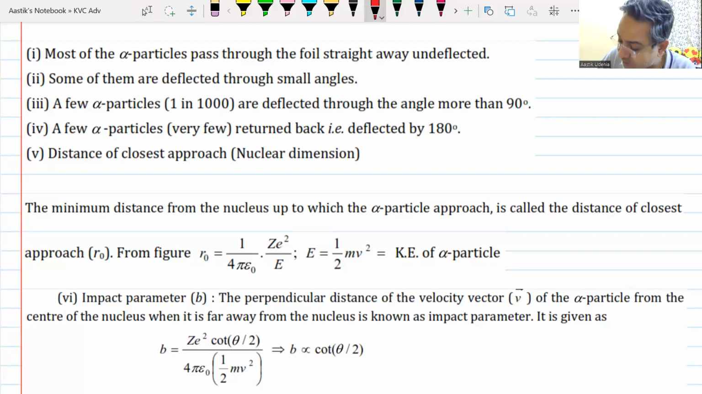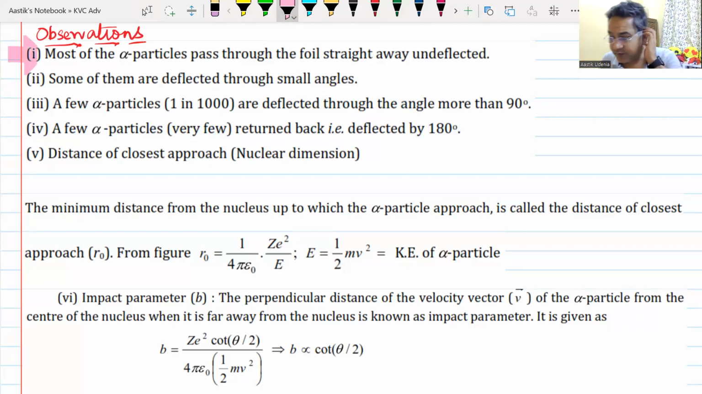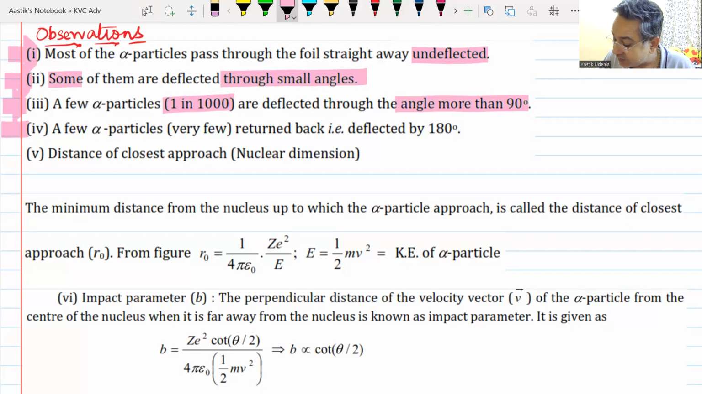Now, these are the observations that we have from the Rutherford scattering experiment. The first observation is most of the alpha particles go undeflected. Some of them are deflected through small angles. A very few, 1 in 1,000, are deflected by more than 90 degrees. Still very few are returned back.